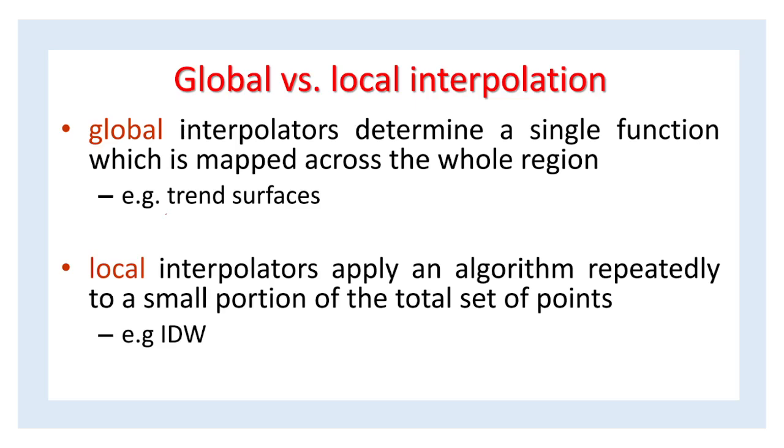Whereas in the case of local interpolators, they apply an algorithm repeatedly to a small portion of the total set of points. Global is for a bigger region, a whole region, and local is for a more localized interpolation. When we discuss trend surface and IDW in detail, maybe you will be able to understand better.